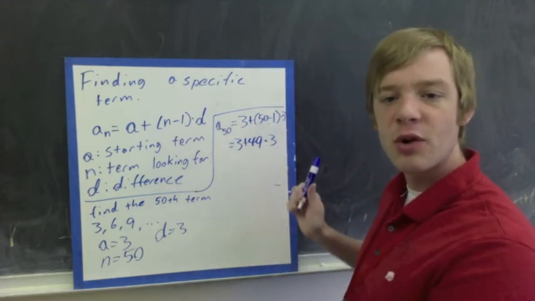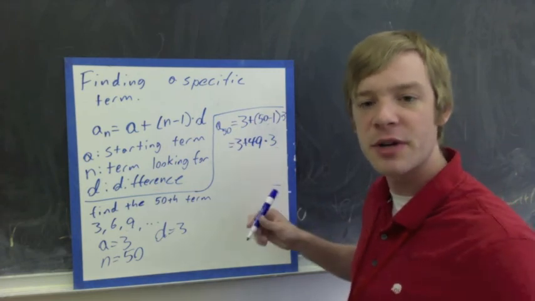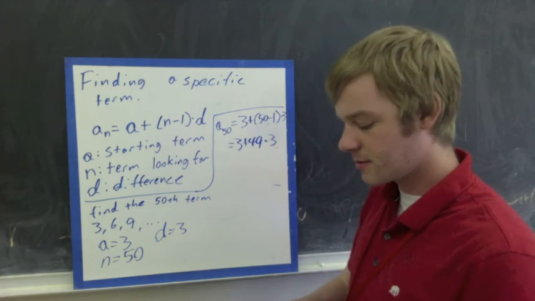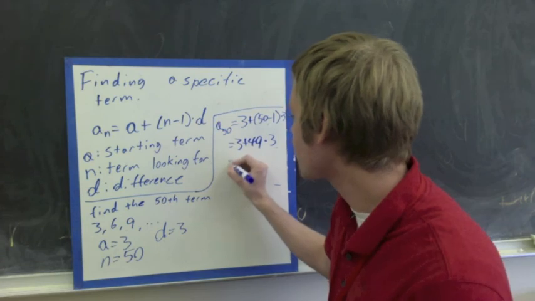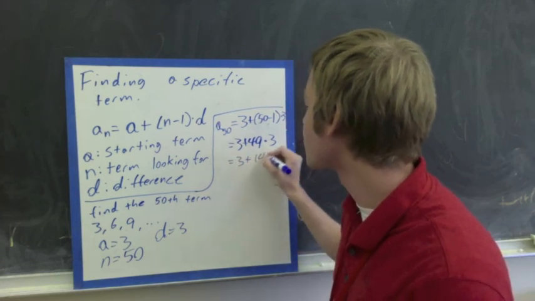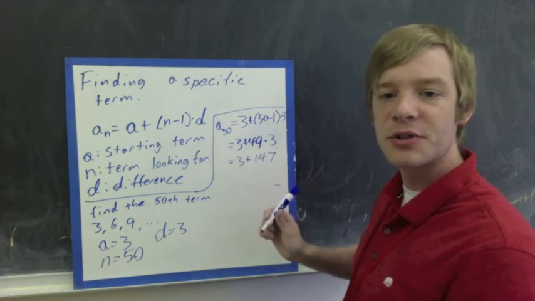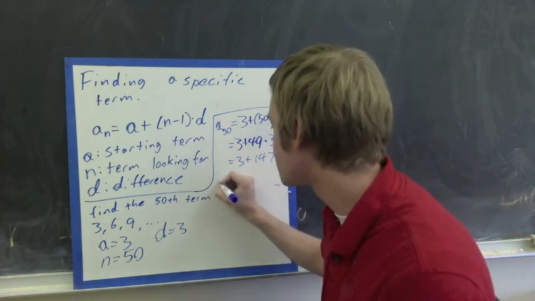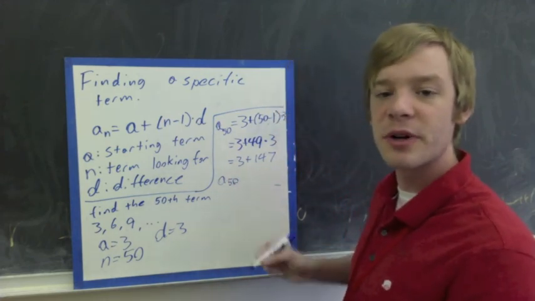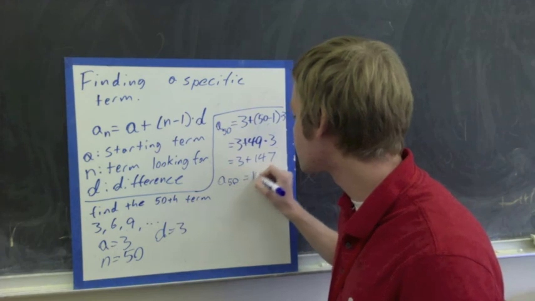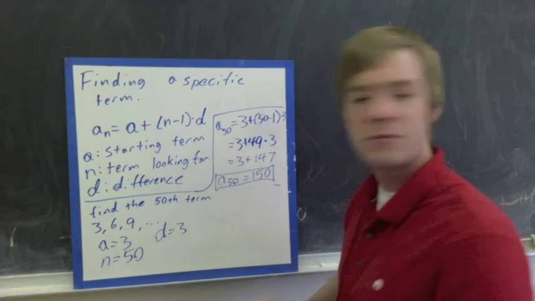But then if we follow order of operations, we know that we have to multiply before we add. So 49 times 3, which should be 147. And then when I add these together, I should get 150. So the 50th term is equal to 150. And that's all we have to do.